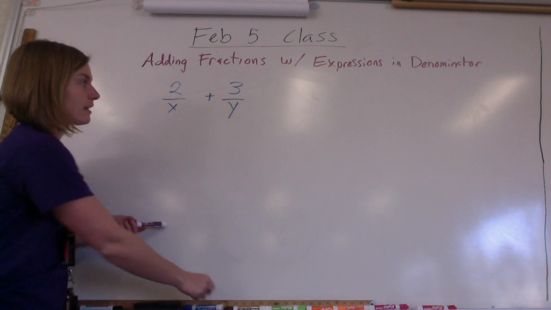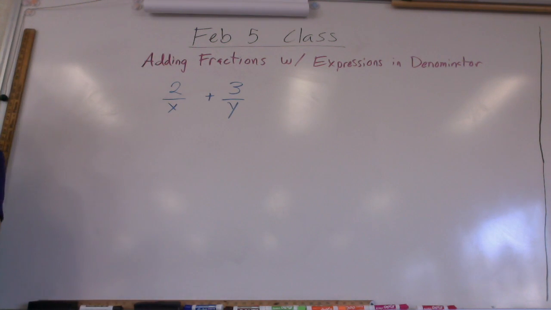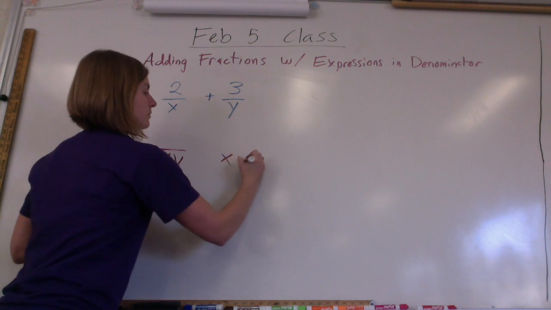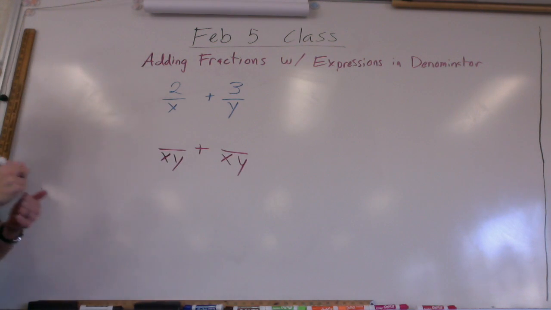So if I'm going to add these, what needs to happen with the denominators? They need to be the same denominator. So what could be a shared denominator between x and y? Mimi. X, y. Why not? Just multiply them together. That's what we actually normally do. So we want a common denominator of x times y.